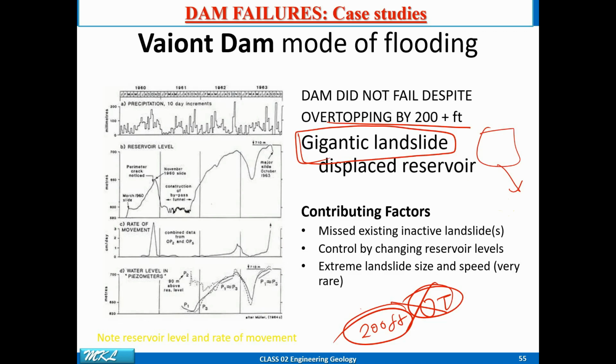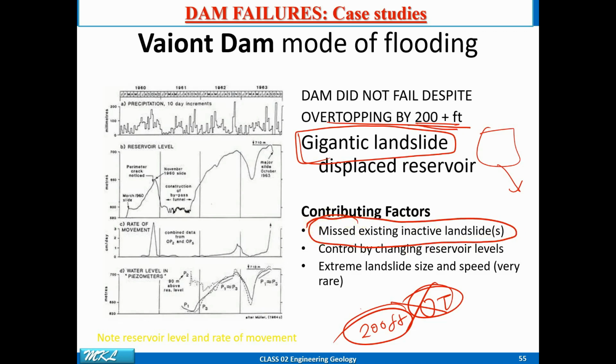What happens? A huge rock comes and falls into the reservoir, and it creates a certain velocity in the water. It creates a certain wave in the water, which overtops the dam by 200 feet. And that sudden pressure, it cannot withstand. They didn't consider the existing inactive landslide. They didn't do the slope stability analysis of what could happen here.